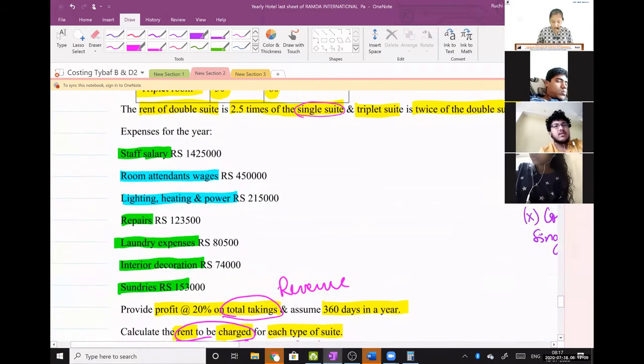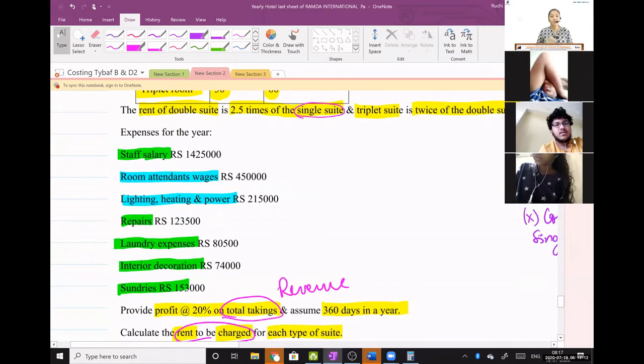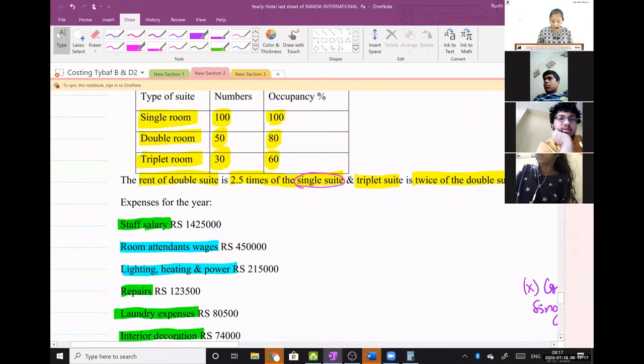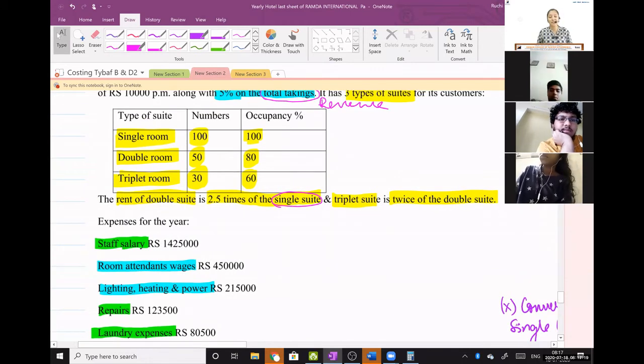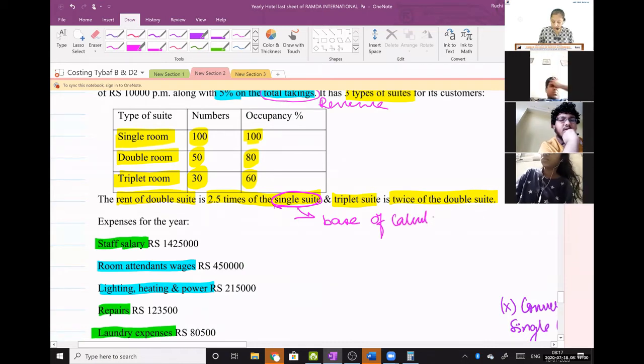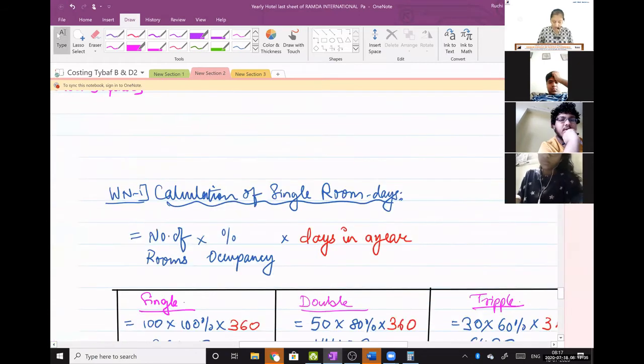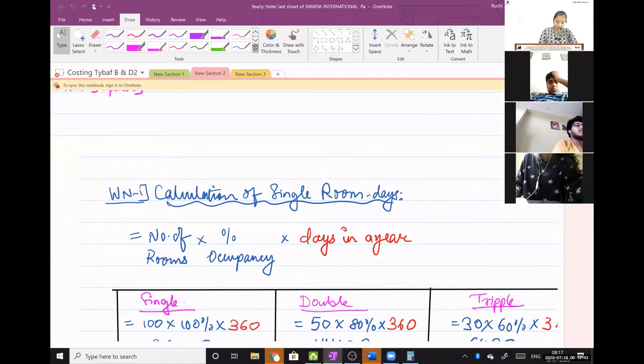So, what are you going to prepare here? We always start with what? Calculation of room days. Okay, so now here you have to be more specific. Calculation of single room days, because single room days is the base of calculation. Okay, start with this, write on this. Working note number 1, calculation of single room days. This is the highlight.